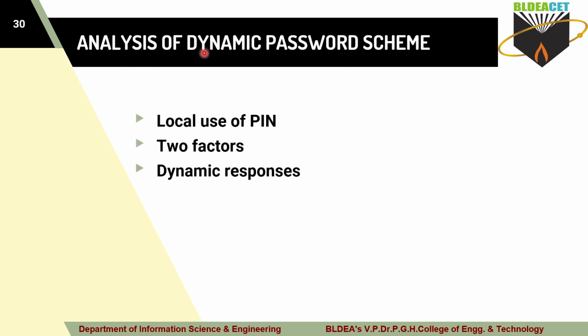So the analysis of the dynamic password scheme: as I told, here you are using a local pin, and you may have a problem with that pin. You have to secure this pin. That is one problem. If you do not provide security for this pin, any third party, if they watch while you enter your pin, or if they guess your pin, then it becomes a problem. So this is the first step, because to activate that token you have to first enter your pin.